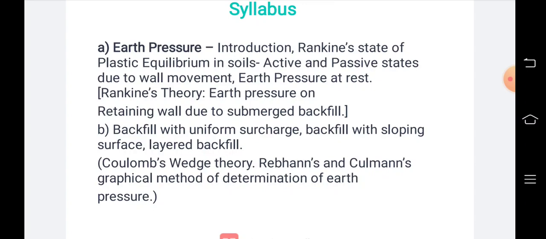And the next one is the next theory for the earth pressure, that is Coulomb's wedge theory. And then the other are the graphical methods, that is the Rebhann's method and the Culmann's method for determination of the earth pressure.